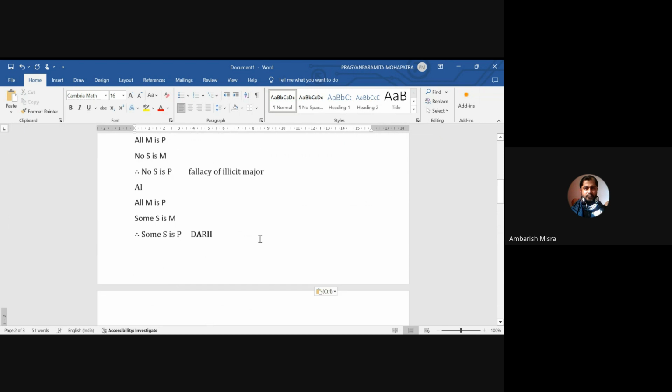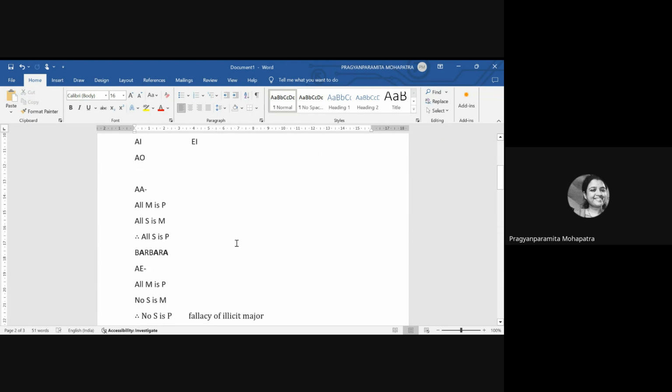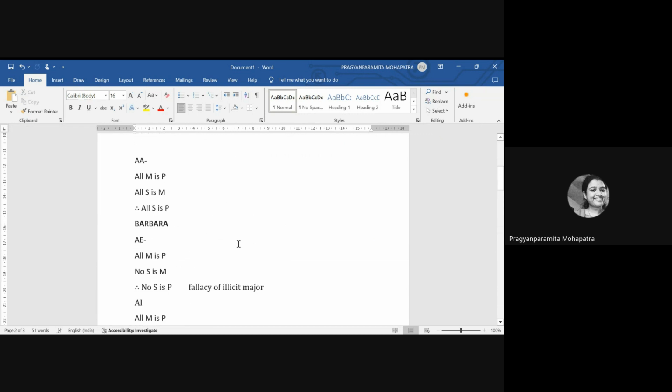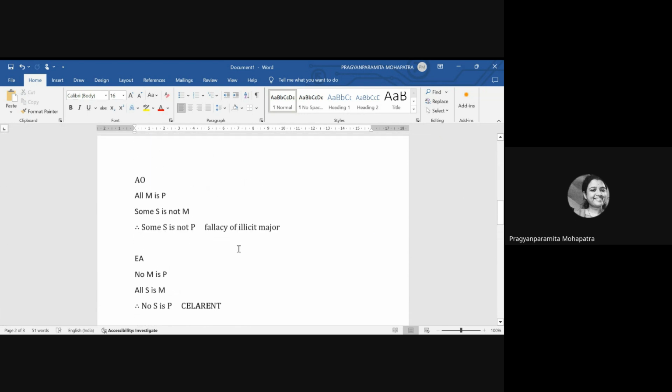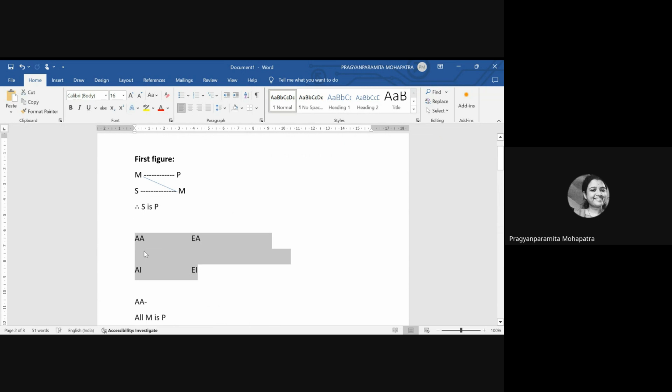Yeah. Okay. So out of this, this has been rejected. This has been rejected. AE is gone. AI is there. AO is rejected. So these are the valid moods in the first figure.